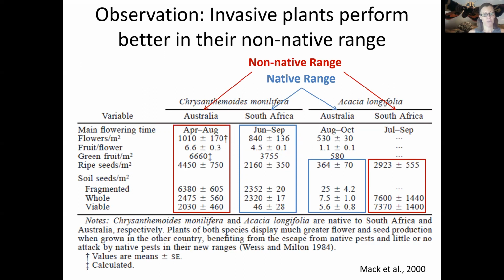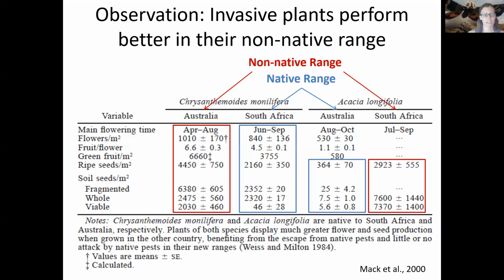So you might remember this figure from the MAC paper that you read at the beginning of class. This is that comparison of the two shrub species, the chrysanthemoides that is native to South Africa and introduced in Australia, and the acacia native to Australia and introduced in South Africa. And that observation that for both of these two shrubs in their native range, in the blue, they produce a goodly number of seeds that survive and could go on to reproduce. But in their non-native range, they produce way more viable seeds than they do in their native range.